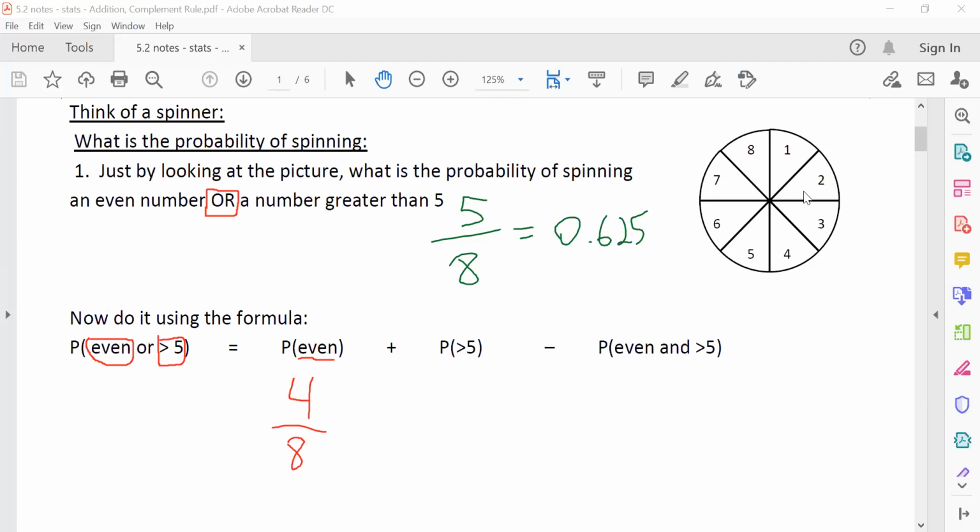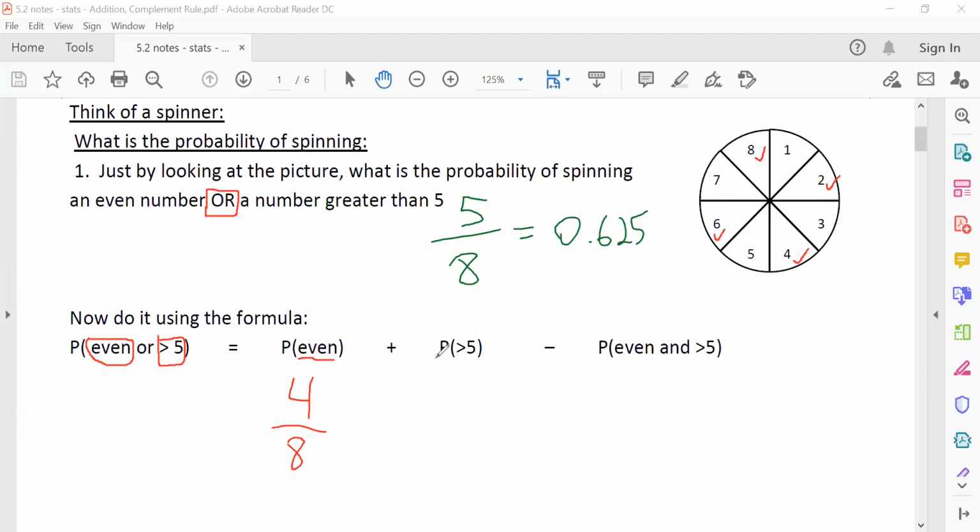Okay, so I'm going to put a red check mark next to all the even numbers, 2, 4, 6, 8. 4 out of 8 is the probability of getting an even. Now, wipe our memories for just a moment. We've already written it down.